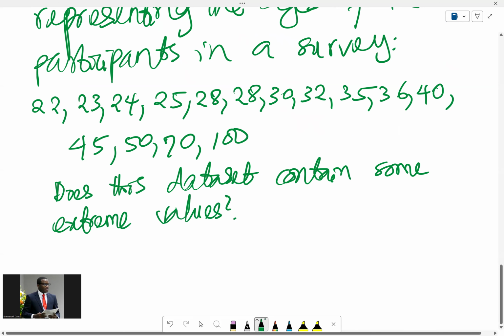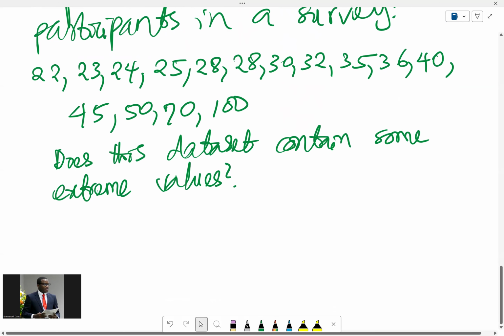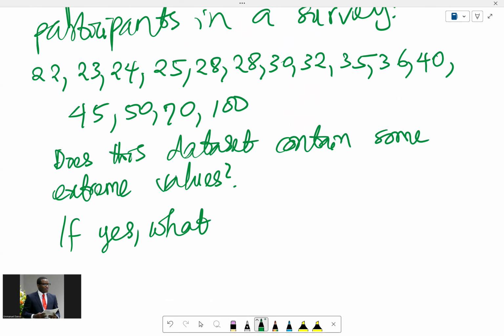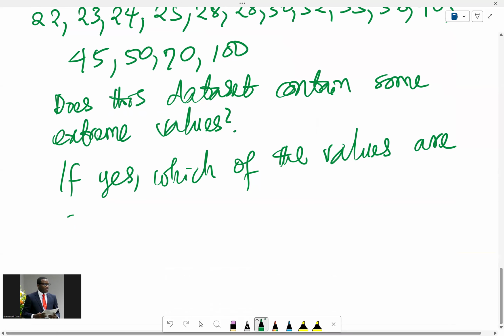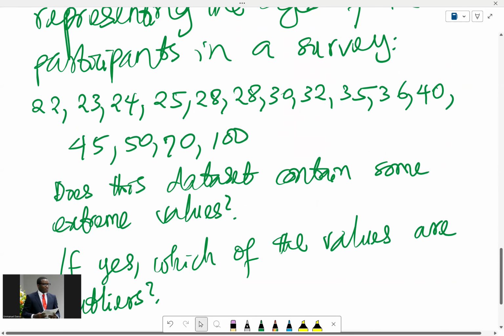That's the first question. The second question will be something like, if yes, which of the values are extreme or are outliers? Okay, each of them are outliers. So that's the question we have here.